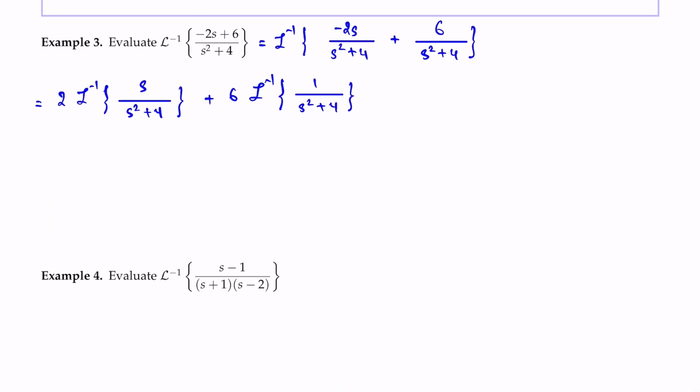So for this one, this is cosine of 2t. So the first term gives me 2 times cosine of 2t. Now for the second inverse Laplace transform, you have the inverse Laplace transform of 1 over s squared plus 4.